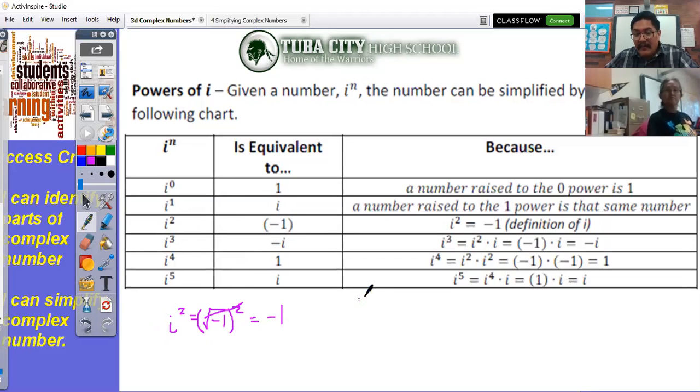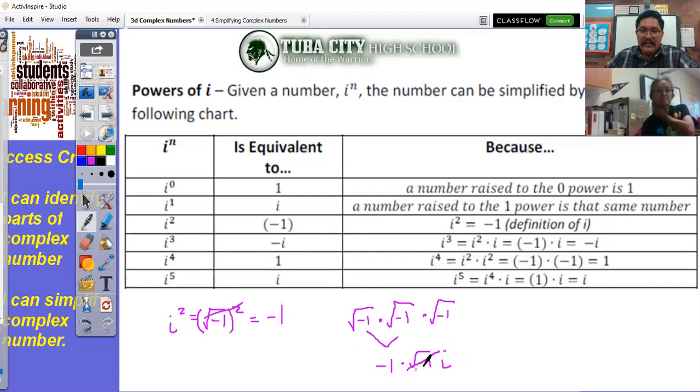For i to the 3 power, that means the root of negative 1 times the root of negative 1 times the root of negative 1, because again, I'm multiplying it by itself 3 times. And we know that these two become negative 1 times root negative 1. And we know that root negative 1 is i, so I can take this out and replace it with i, times negative 1. Anything times negative 1 is just going to switch the sign. So that's why we have negative i.